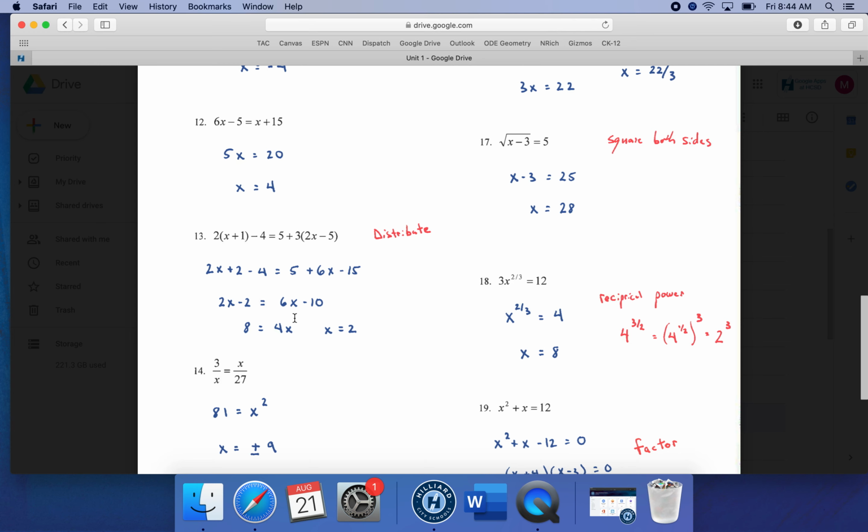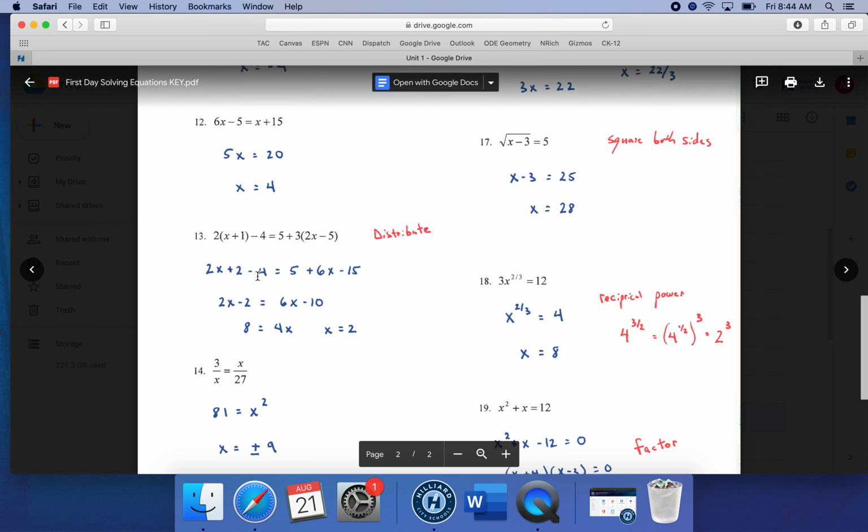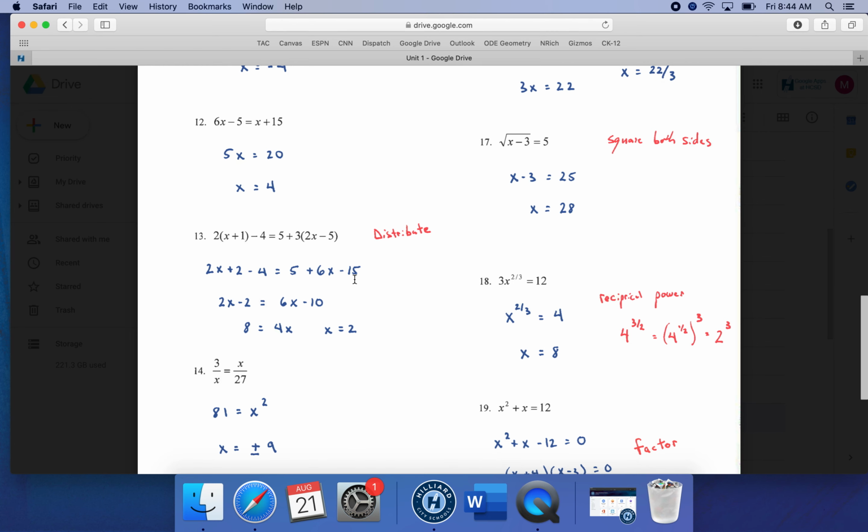Now I'm going to combine like terms. Right, so I did the 2 and the negative 4 to give negative 2, and the 5 and the negative 15 to get negative 10. And then I'm going to do what I did in 11 and 12. I'm going to combine different sides of the equation. So I'm going to subtract 2x over here.